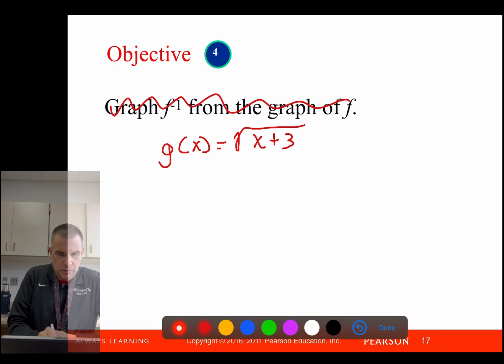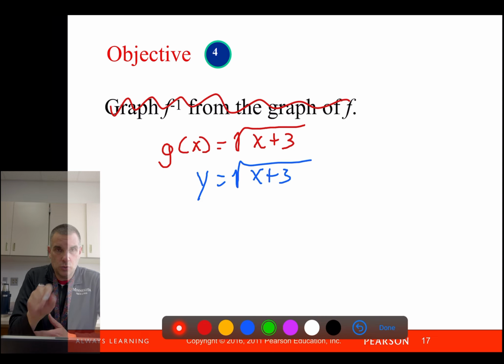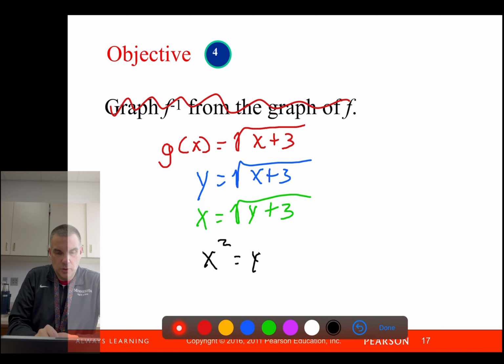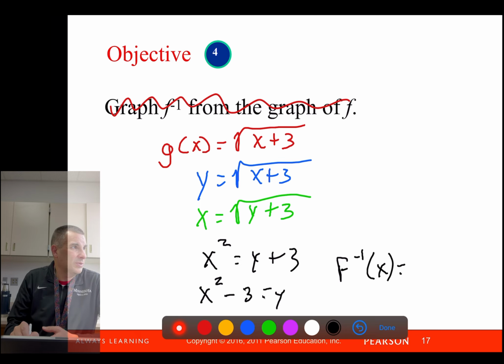So we're going to change it into y equals the square root of x plus 3. Switch your x and y's. So x equals the square root of y plus 3. Have to get rid of the square root. We're going to square it. So we square both sides. So that gives me x squared is equal to y plus 3. Subtract 3: x squared minus 3 equals y. So f⁻¹(x) is equal to x squared minus 3.